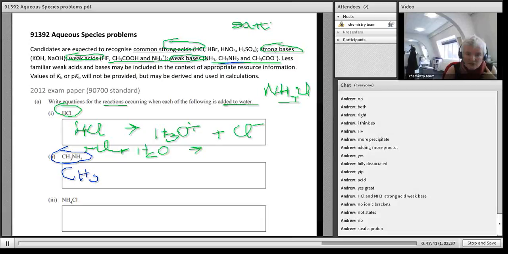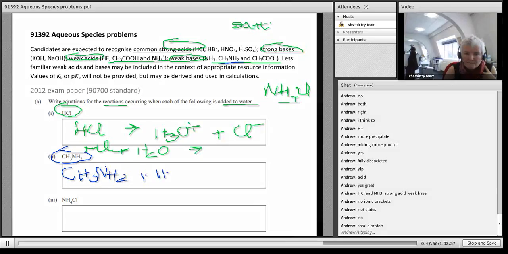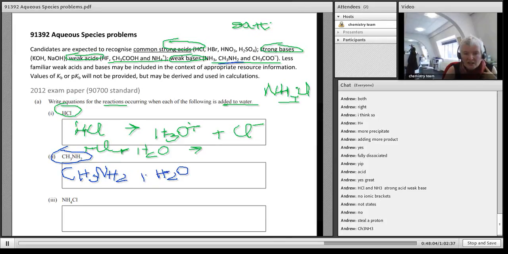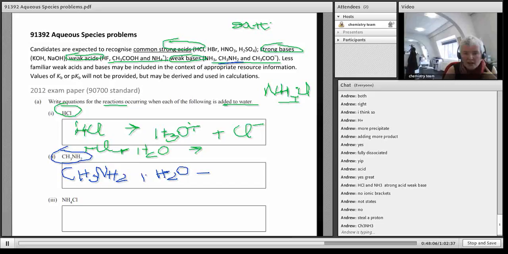Now I'm going to assume there are states put in. So this is going to be a liquid. Okay, so say L for liquid plus water. Okay, it's going to steal a proton, so it's going to steal a hydrogen ion. And so I'm going to have CH3.